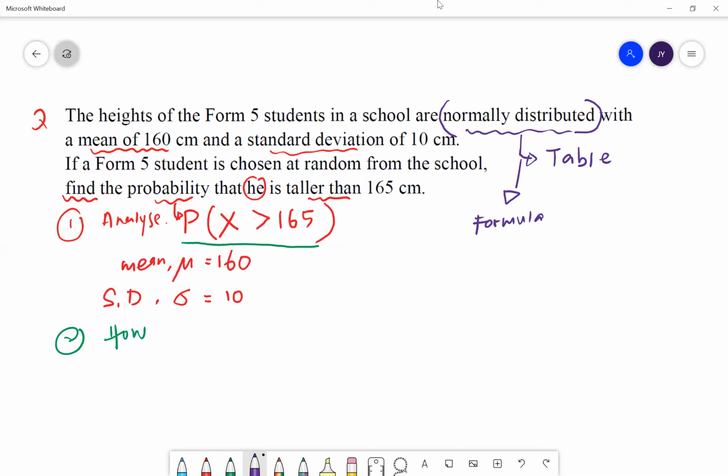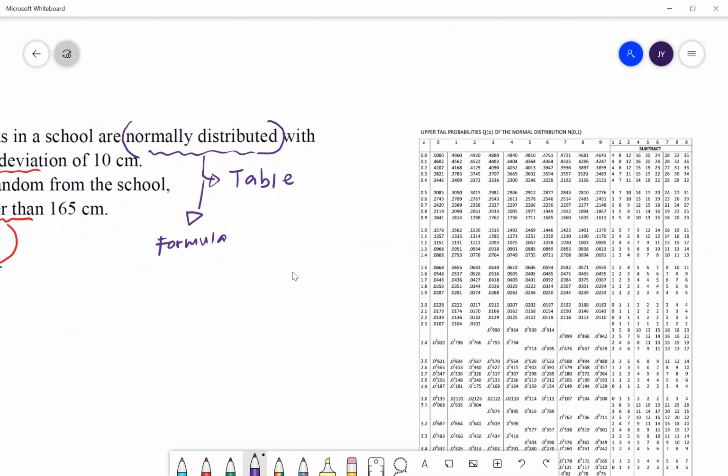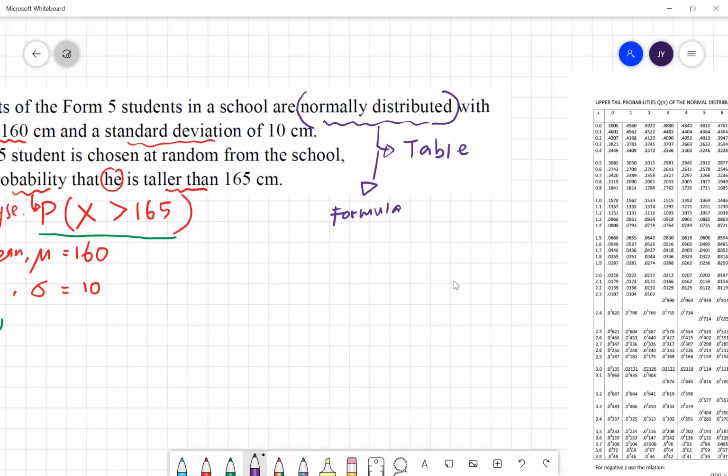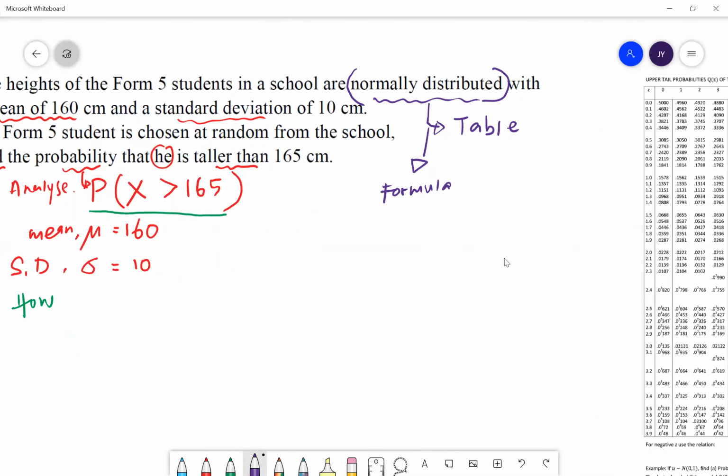What table is that? Let me show you the table. It is in your textbook, or your teacher will give you a hard copy, or in the exam they will give you this hard copy. Okay, this is the table that is required. The second thing is the formula. The formula is Z equals X, a capital X, minus the mean, over the standard deviation. Okay, this is the formula.